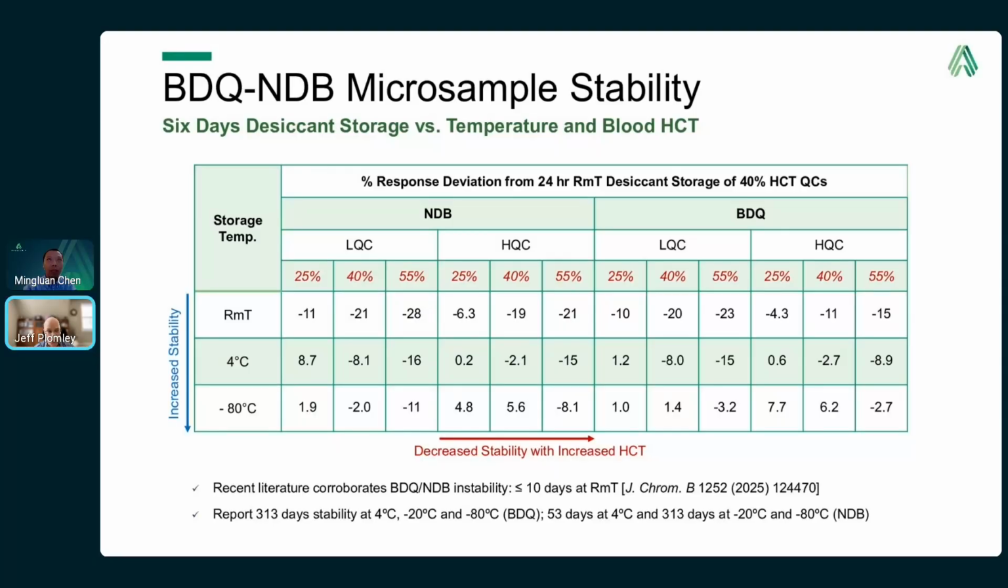And after 6 days of desiccant storage at room temperature, 4 degrees and -80 at 25, 40, and 55% hematocrit, we could corroborate the temperature dependency on stability, but moreover, we could observe decreased stability with increased hematocrit regardless of the storage temperature. And I've shown that here. So we see increased stability with reduced temperature, but regardless of what temperature you're at, there is a consistent trend of decreased stability with increased hematocrit.